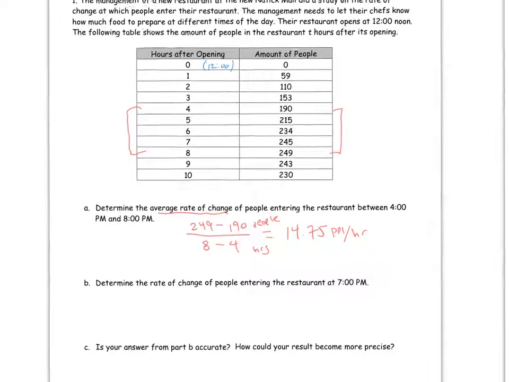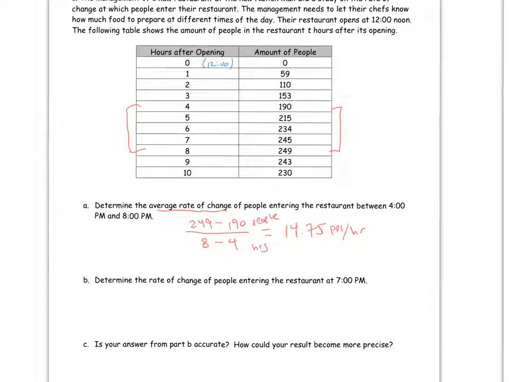Then it says determine the rate of people entering the restaurant at 7 p.m. So pay attention to that word at, right? At 7 p.m., that means they're asking for an instantaneous rate of change, okay, at an instant. Now this can't actually be done because we don't have the function in front of us, so we can't use our analytical methods to get that instantaneous rate of change. So the best you can do, okay, the best you can do is estimate.